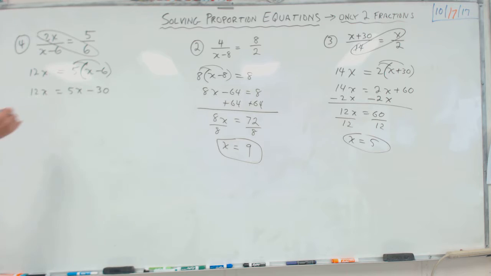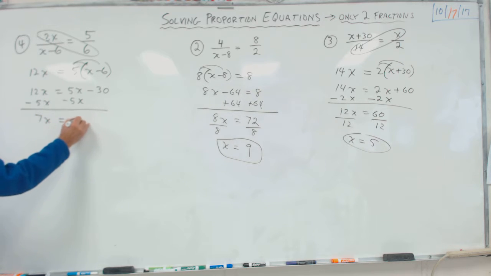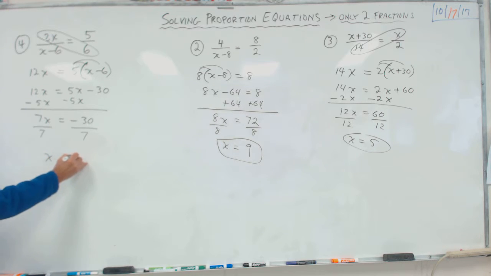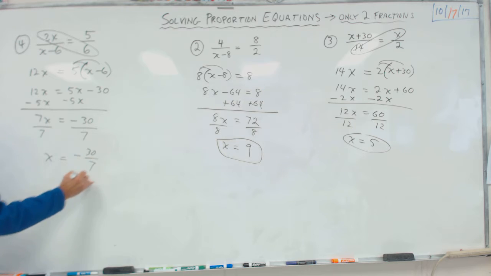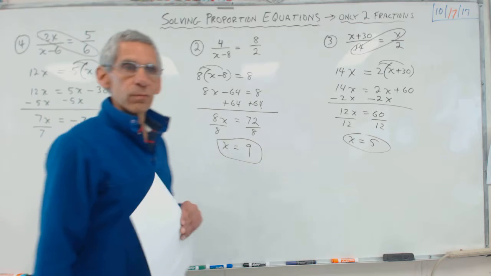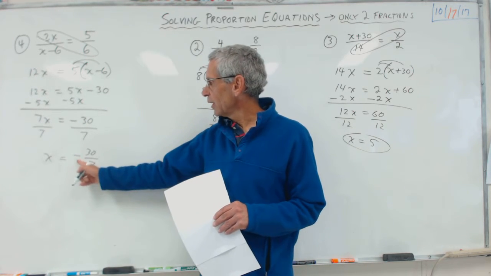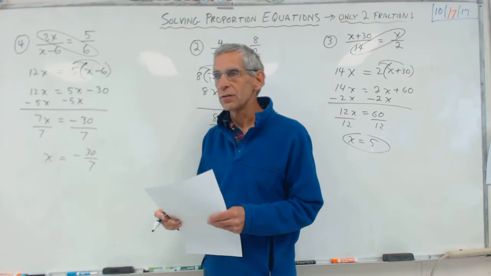Subtract 5x. And then you get 7x is equal to negative 30, right? Divide by 7. And in this case, 7 doesn't go in evenly, right? So I'm just going to say x is equal to negative 30 over 7. That's totally legal. Totally fine. You don't have to turn it into a mixed number. You don't have to do the division. Just leave it. Just make sure you don't forget your negative sign in your answer.